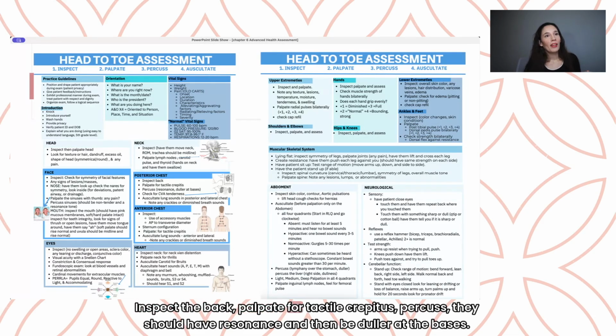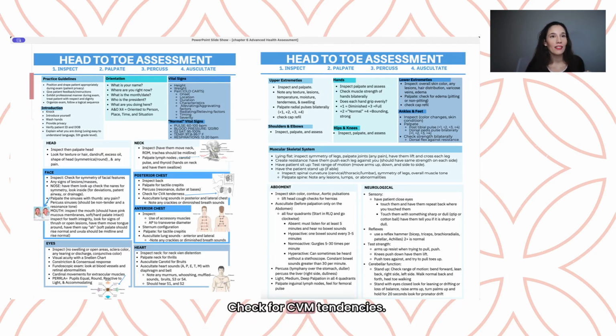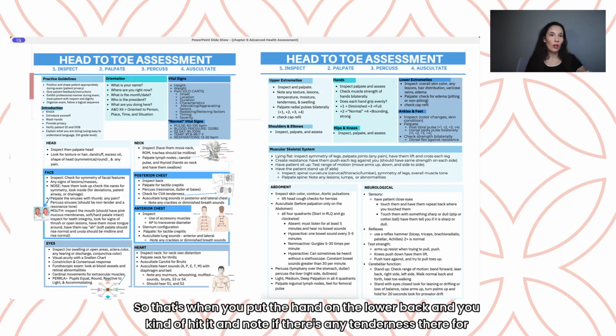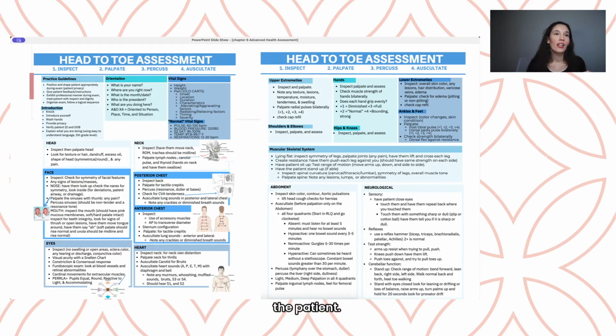Inspect the back, palpate for tactile crepitus, percuss. They should have resonance and then be duller at the bases. Check for CVA tenderness. That's when you put the hand on the lower back and you kind of hit it and note if there's any tenderness there for the patient.